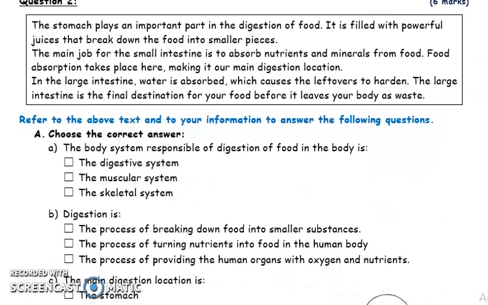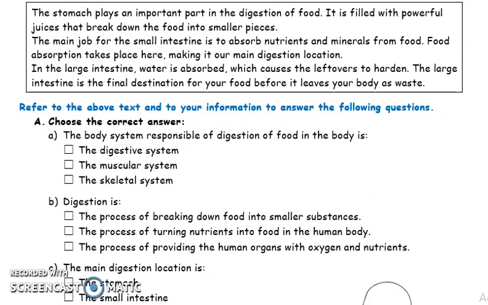Question number 2, I will read the text. The stomach plays an important part in the digestion of food. It's filled with powerful juices that break down the food into smaller pieces. The main job for the small intestine is to absorb nutrients and minerals from food. Food absorption takes place here, making it our main digestion location.